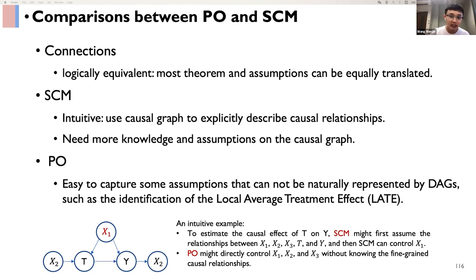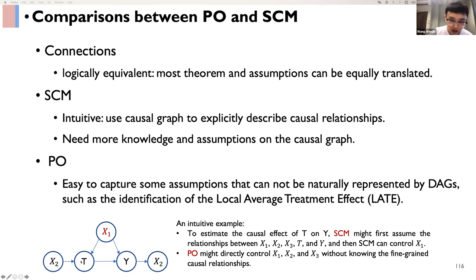But there are some differences between these two frameworks. SCM is more intuitive because we use a causal graph to describe the fine-grained causal relations between the variables, right? But the cost is that it needs more fine-grained assumptions between the variables to specify the causal relations. The potential outcome framework can more easily capture some assumptions that can't be naturally represented by a graph. I will use an example to explain the difference.